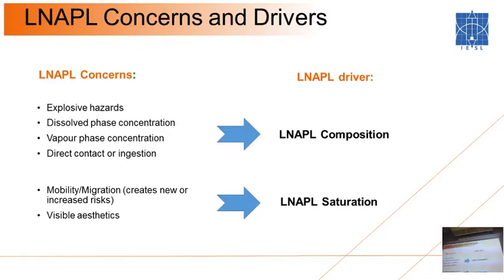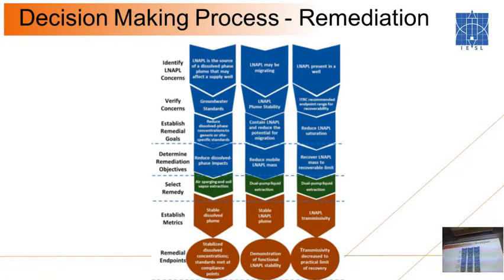So when you have a problem, you have to understand this to facilitate your remediation decision making process. This is the basic, high level remediation decision making process. As I said, you first identify and verify your NAPL concerns, and then establish your remediation goals and objectives. Identifying your NAPL concern is not straightforward like this, because you first have to develop your LNAPL conceptual site model. In order to do that, you have to do a lot of investigations, and then maybe a detailed quantitative risk assessment to get the right picture of your problem. And then you have to find out what your LNAPL concerns are, and then determine your remediation goals.